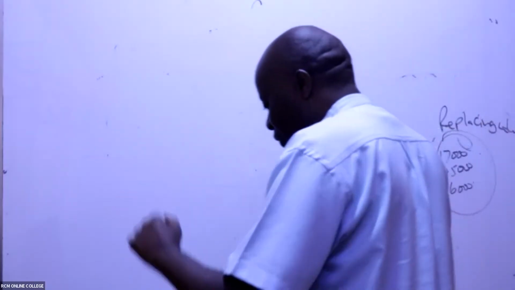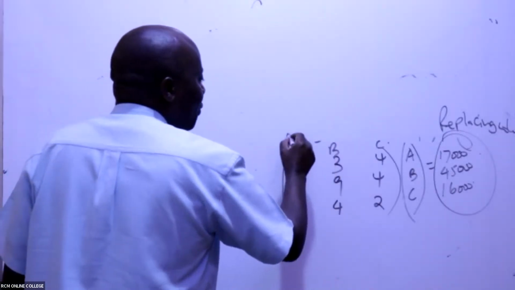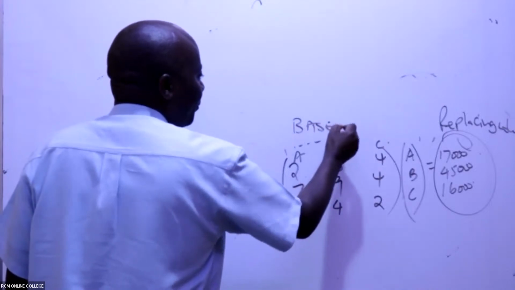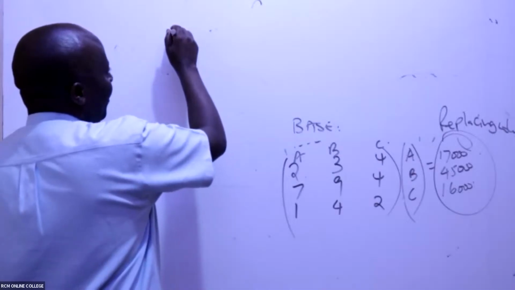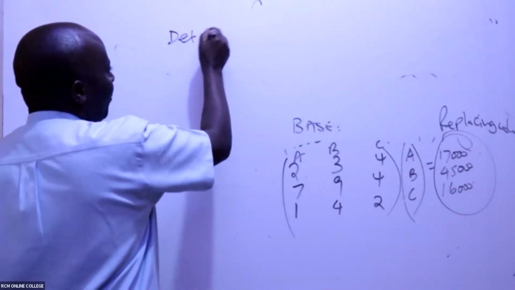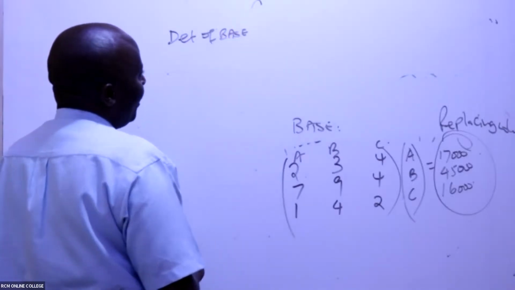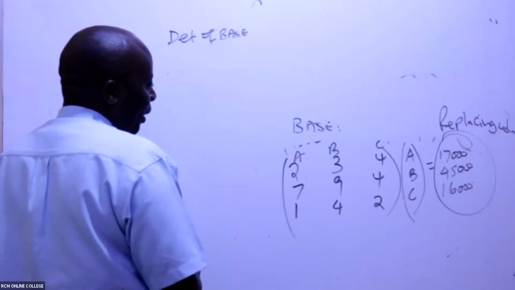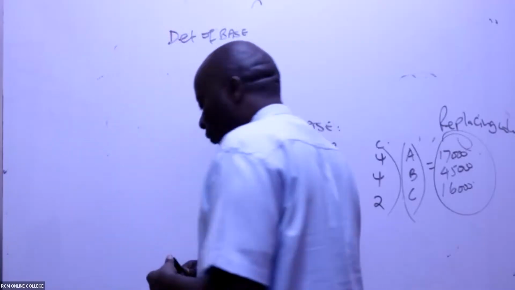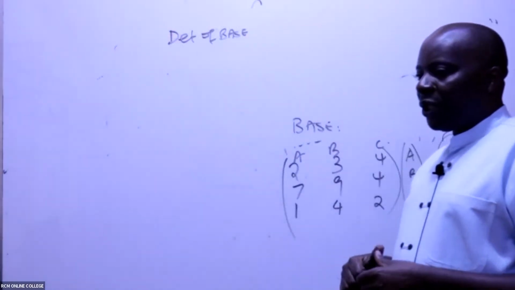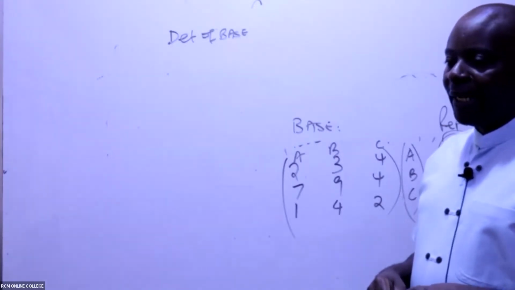Great. Let's go together. So the very first thing that I will do: this matrix is what I call the base. So come and give me the determinant of the base. We know the determinant of the base, ladies and gentlemen, it will be the product of the primary diagonal minus the product of the secondary diagonal.